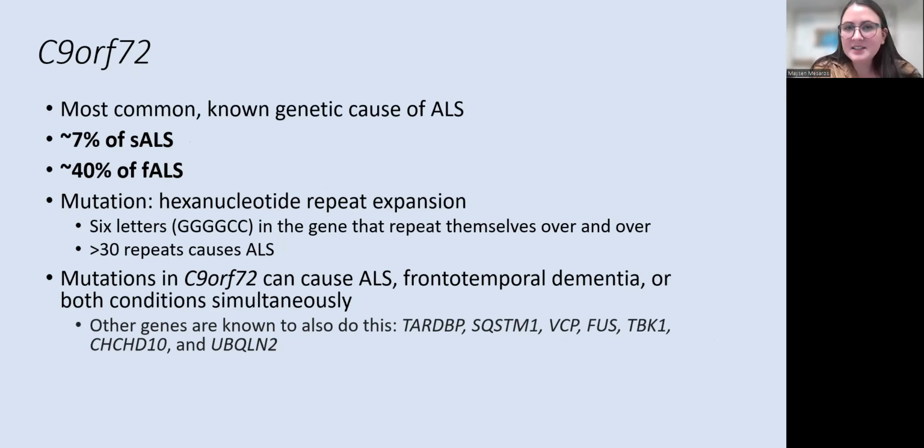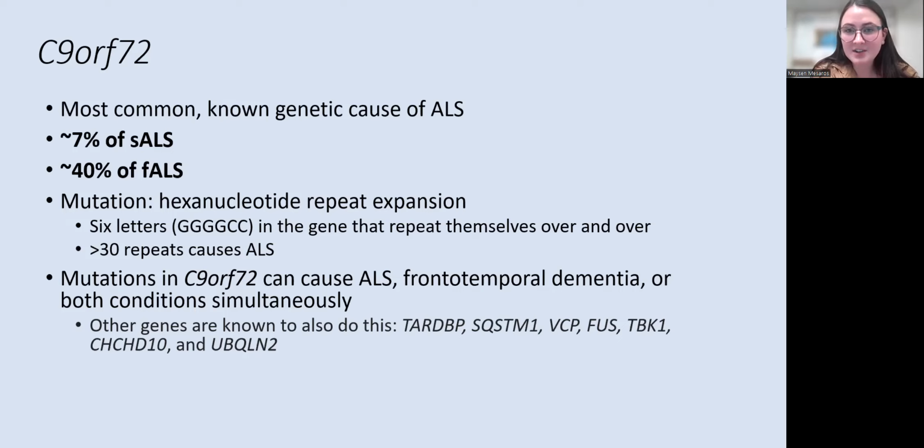So back to this C9orf72 gene, like I said, I call it C9 for short. This is the most common known genetic cause of ALS. So most commonly seen in sporadic and familial disease. It's responsible for about 7% of sporadic ALS and 40% of familial ALS.